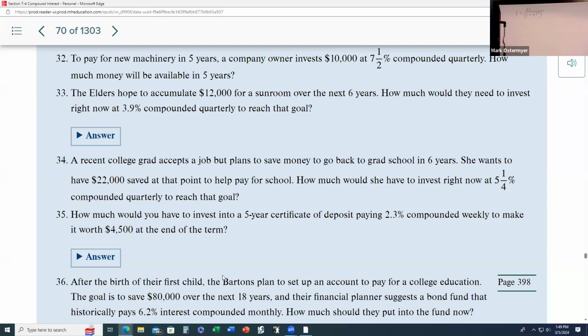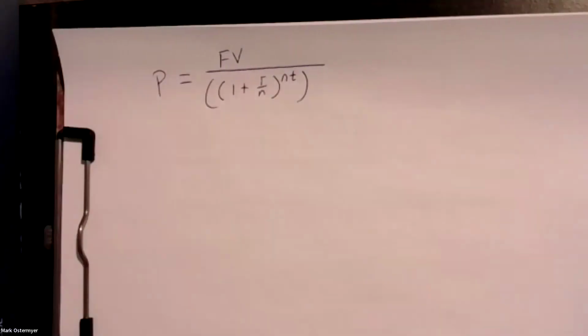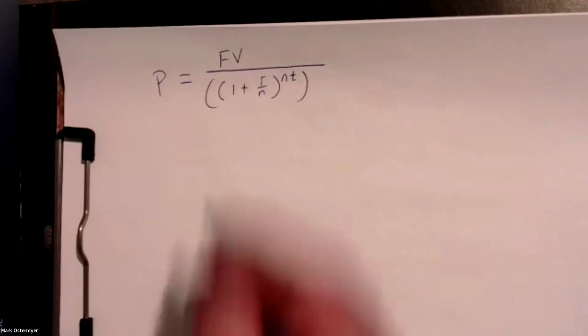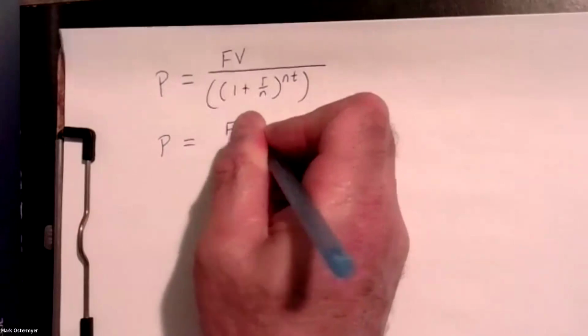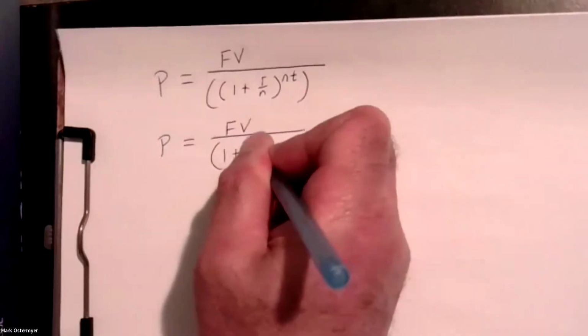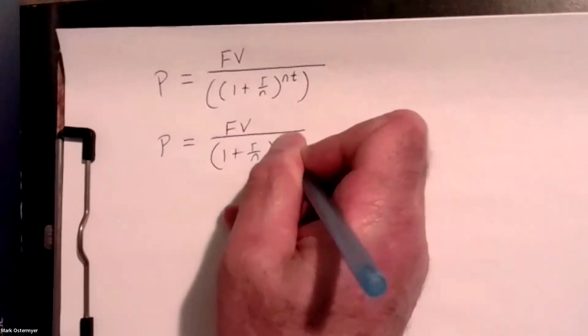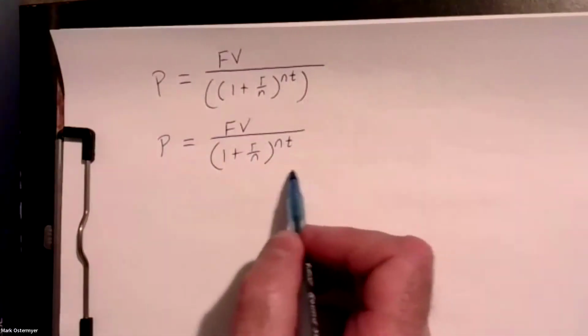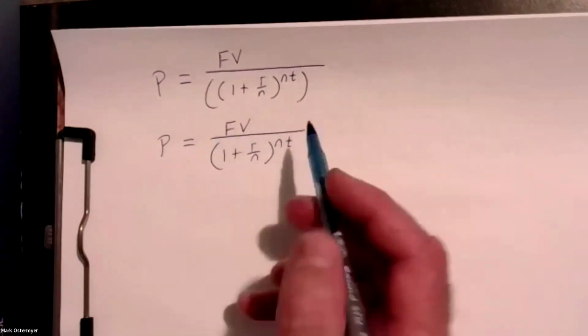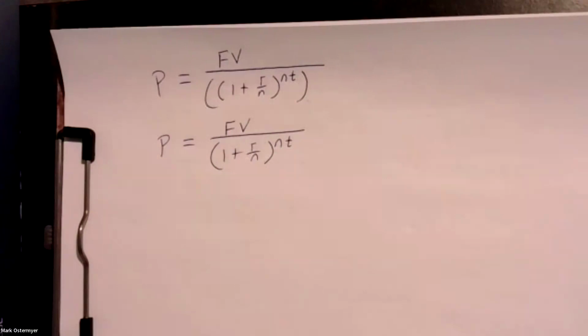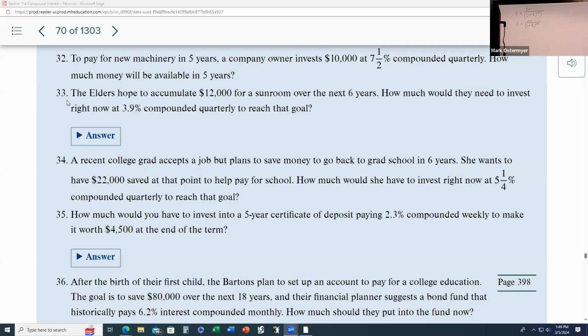So this is the formula we got to bring to the party here. These extra parentheses are not even needed here. So future value divided by 1 plus R over N to the NT power. This will give you the amount of money we have to invest today to ensure that our money will grow through compound interest to some future value. So that's the formula you're going to need to use for number 33. Go ahead and do number 33. This will be classwork number 1, 33.